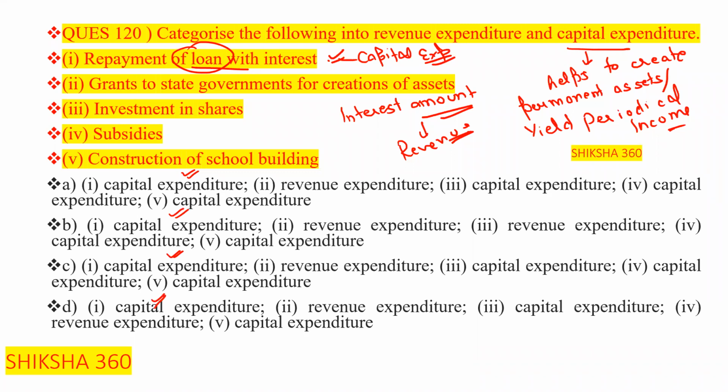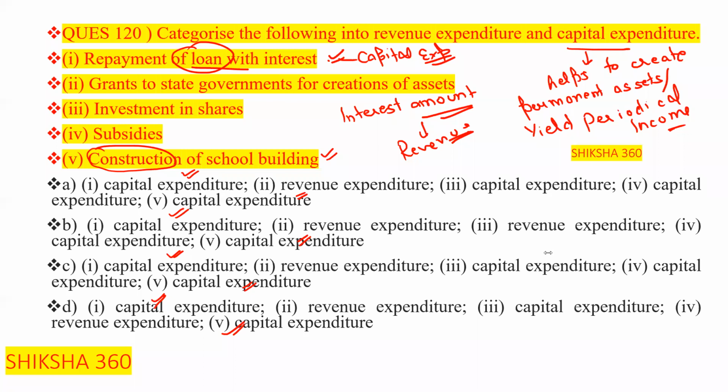Second one, we will move directly to the fifth point, that is construction of school building. We know that the word construction means capital, that is, creation of any asset. So this one is capital, this one is capital, this one is capital, this one is capital. In that also we are not able to eliminate any option.